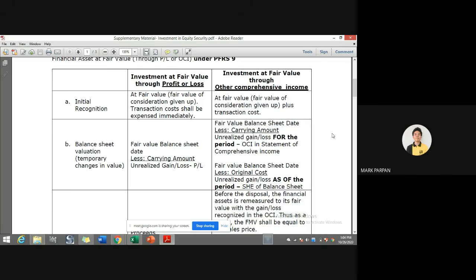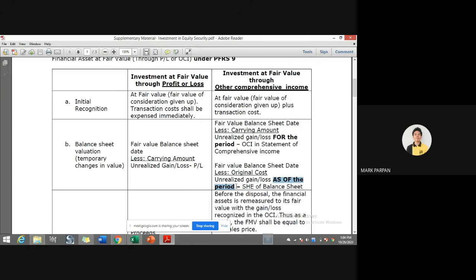A little bit of additional knowledge for us maybe. OCI is presented under shareholders' equity. Remember this one. This OCI is presented not only in the statement of comprehensive income but also on the equity portion. That is why our OCI is a balance sheet account.